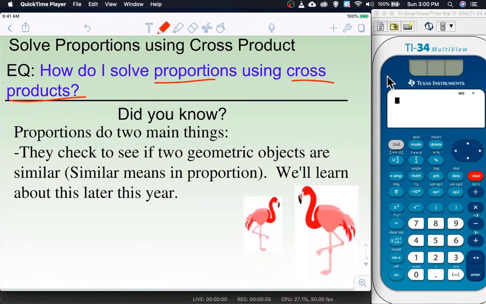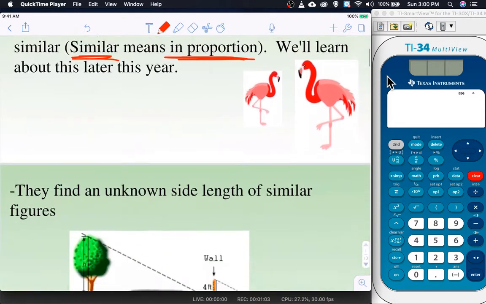Did you know that proportions actually do two main things for us, at least in 7th and 8th grade? The main things they're used for is first to check to see if two shapes are similar. If we have two shapes that we're not sure if they're similar, we can use a proportion to do that because similar figures are in proportion. And we'll learn about this skill later on in this school year.